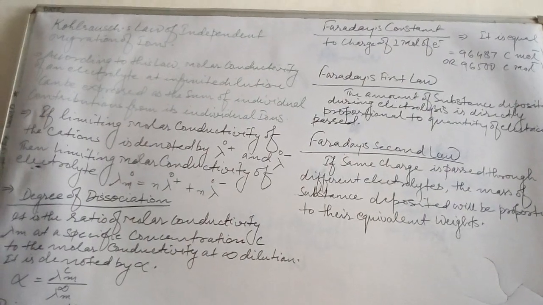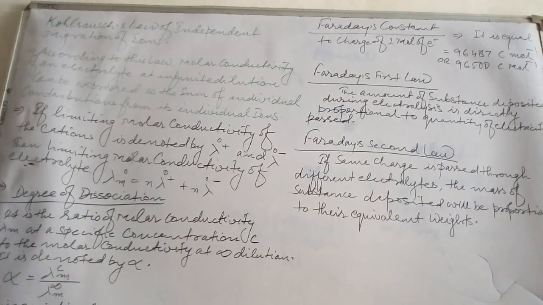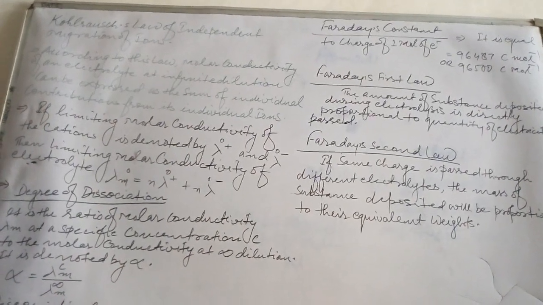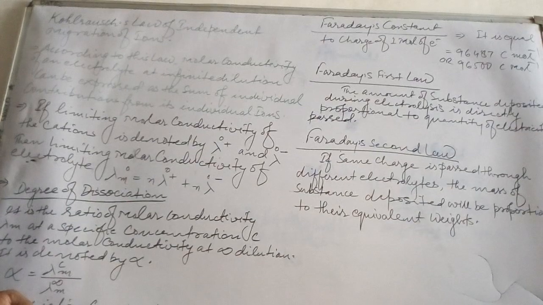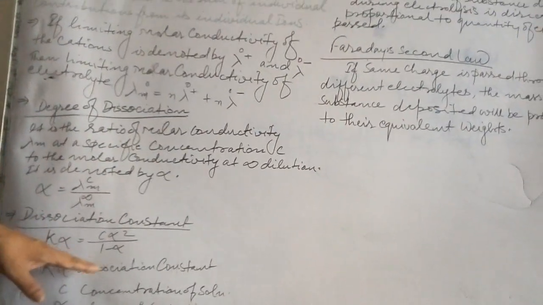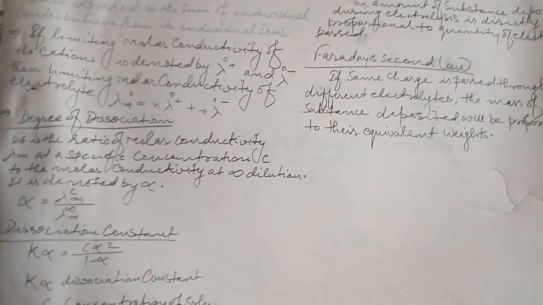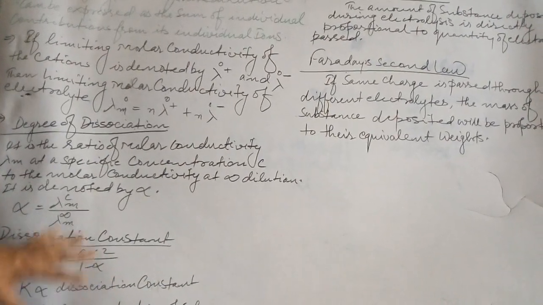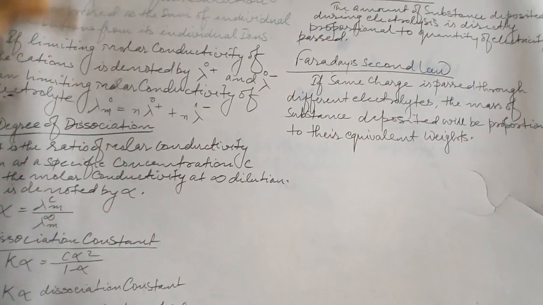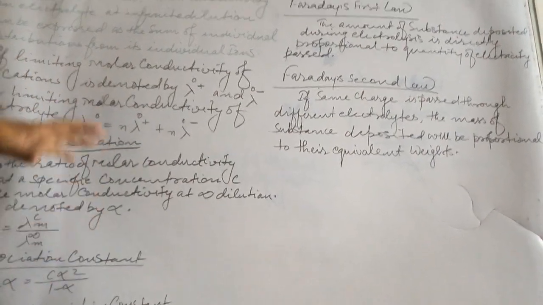Now the next thing, that is dissociation constant. Very simple: dissociation constant K alpha is equal to C alpha square upon 1 minus alpha, where K is the dissociation constant, C is the concentration of solution, and alpha is the degree of ionization. These points are very essential, and children, please go through and learn them properly.